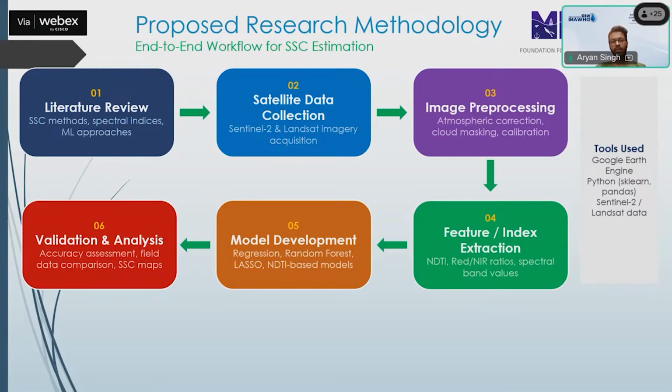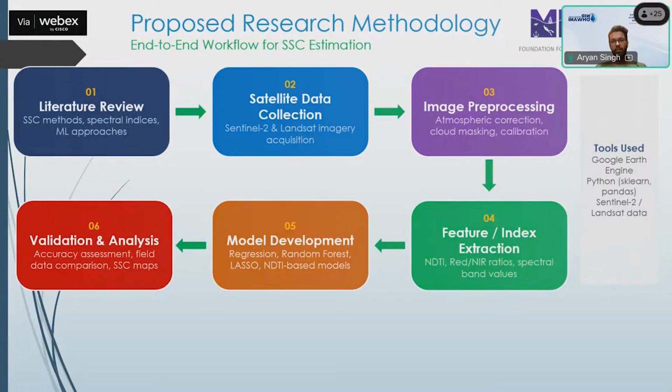This is the methodology that I am following, and it basically includes 6 steps. First, the literature review, which is done. Then we collect satellite images from the Sentinel-2 satellite, clean them up through pre-processing, pull out the relevant spectral features, build and test our models, and finally check how accurate they are against real field data. So yeah, this is the methodology.